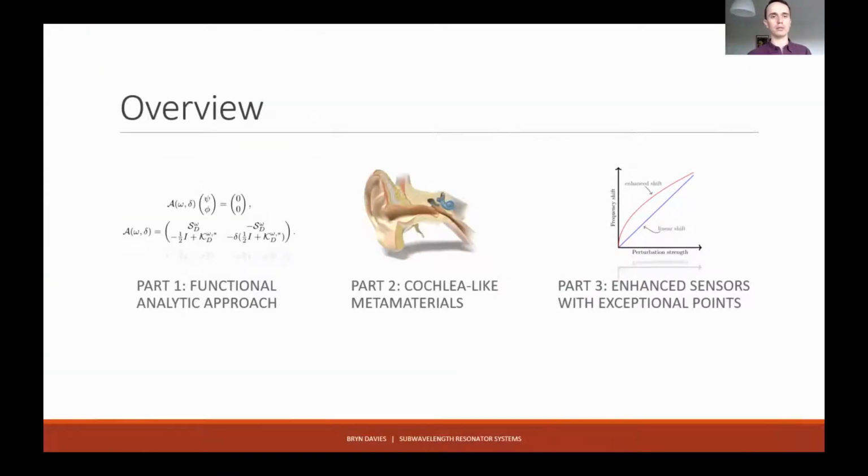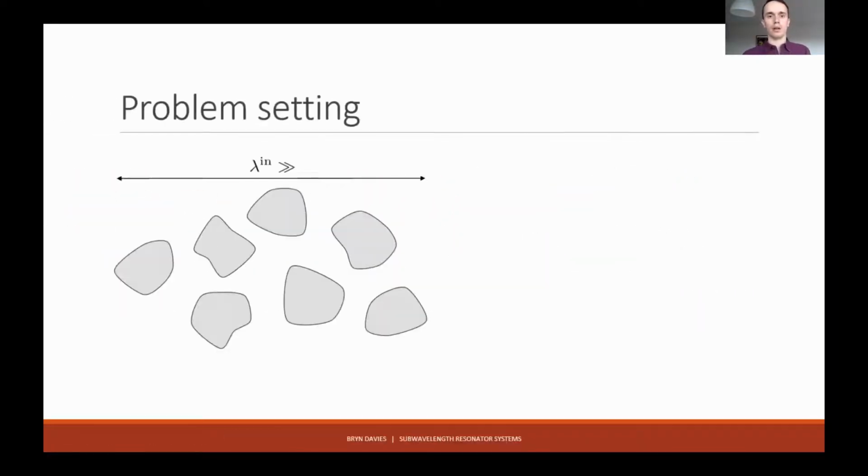To be more specific, I'll speak in 3 parts. I'll start by presenting some analytic results, which we'll use to describe the sub-wavelength resonance problem. Once we've developed this theory, I'll then move on to looking at 2 examples of it in action. The first concerns designing biomimetic metamaterials based on the cochlea, and the second is an analysis of active metamaterials, which can be designed to have higher order resonances, in a sense that I'll make precise shortly, such that they then have applications in enhanced sensing problems. So let's get started.